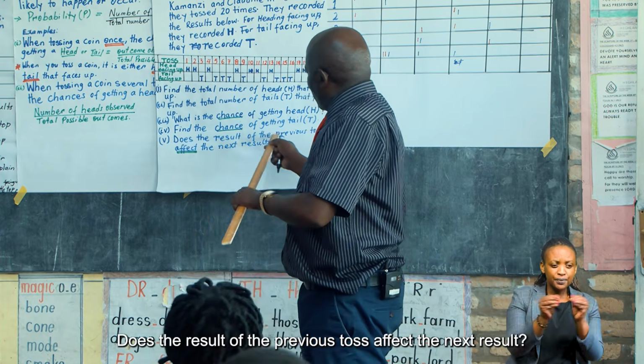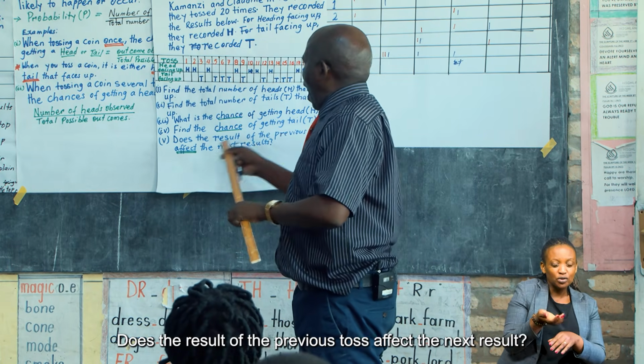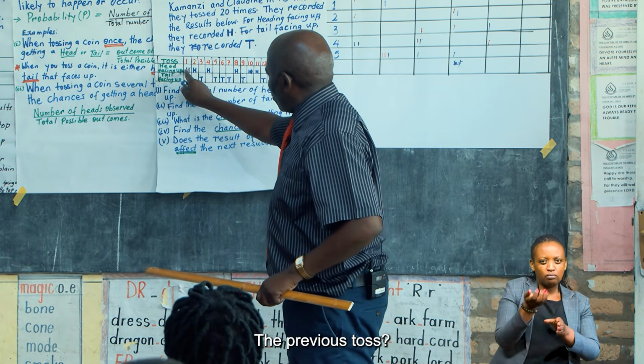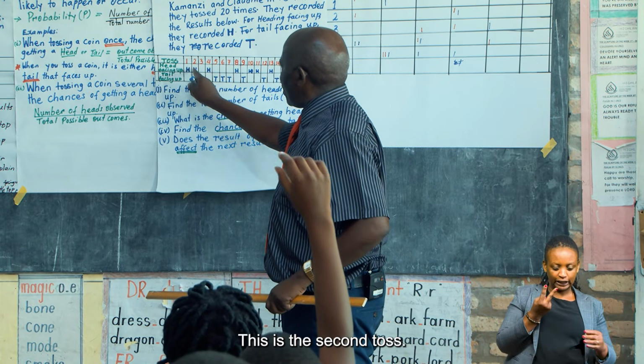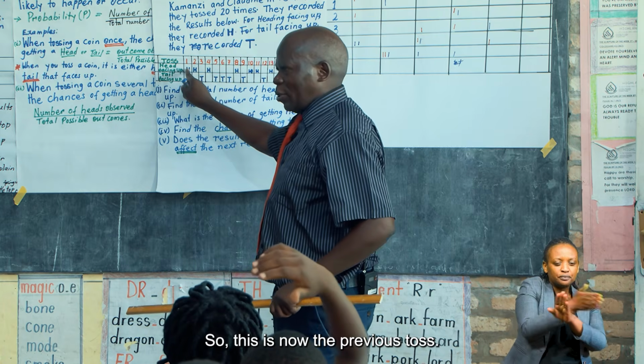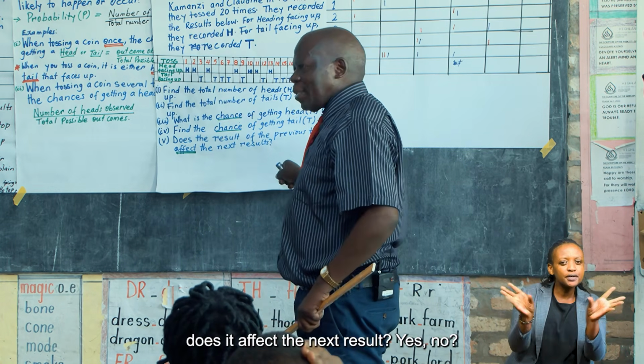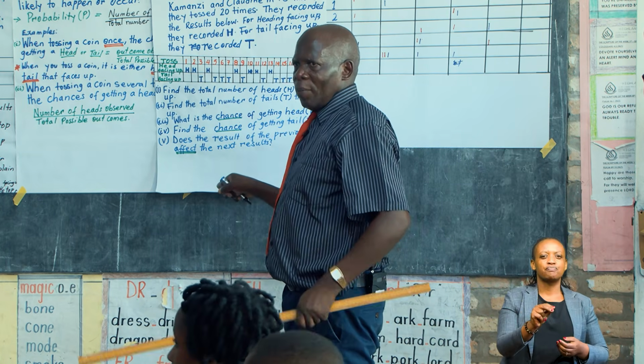Does the result of the previous toss affect the next result? The previous toss. This is the first toss. This is the second toss. So this is now the previous toss. Does it affect the next result? Yes, no.